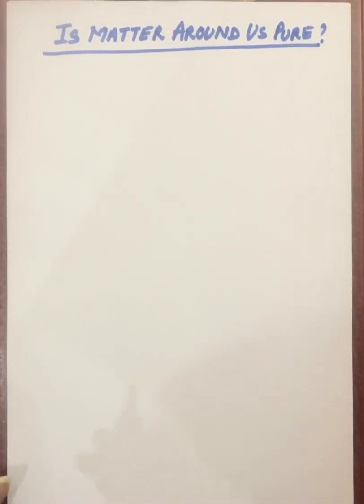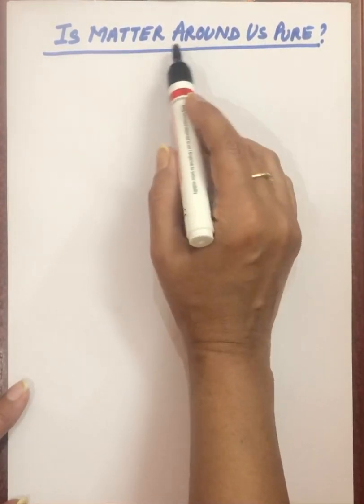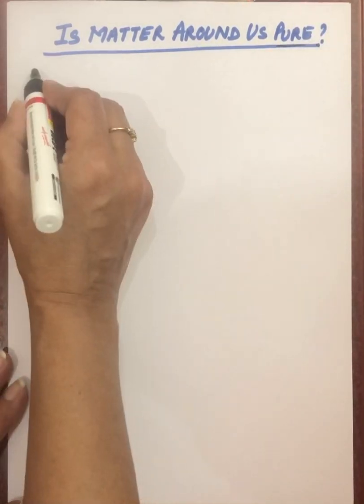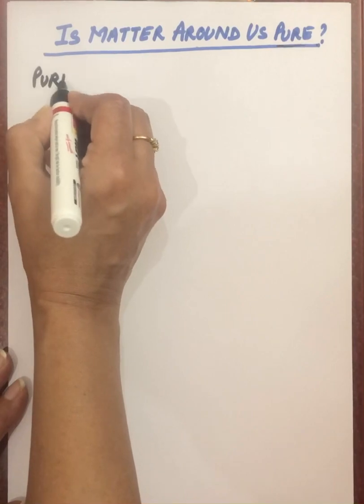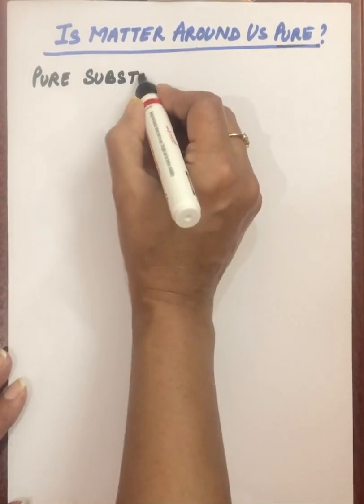The next chapter in class 9 is "Is Matter Around Us Pure?" So starting with this chapter, before starting, what is the meaning of "pure" here in chemistry? Pure substances are which kind of substances?